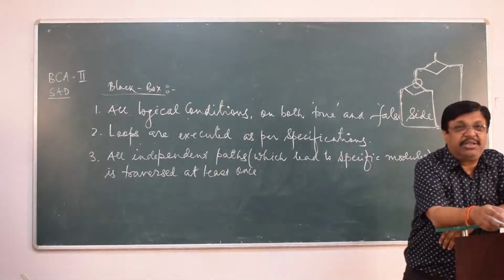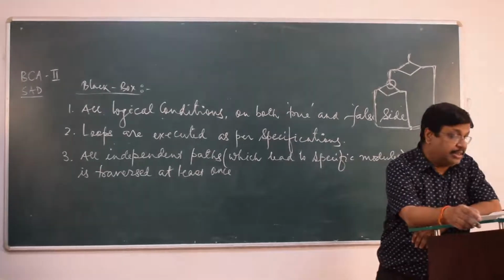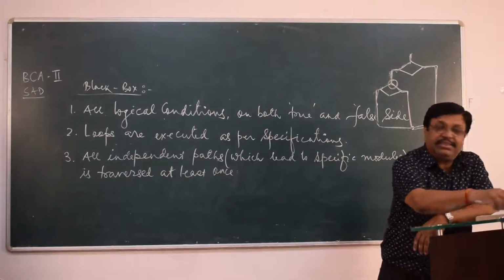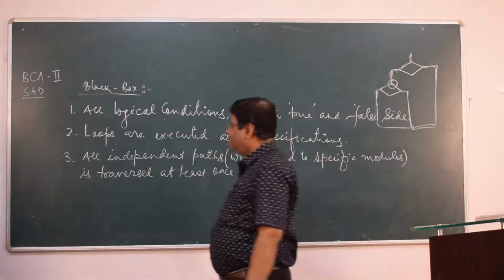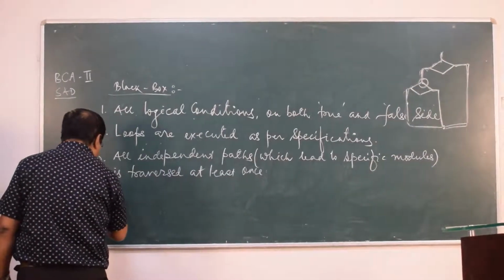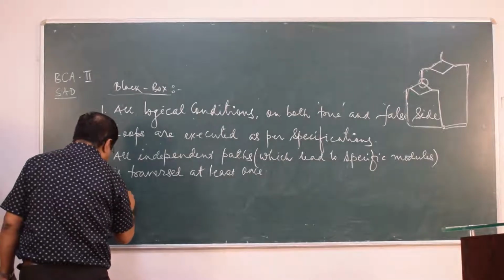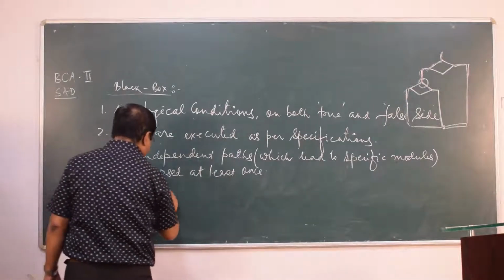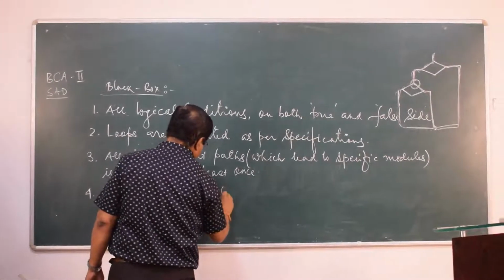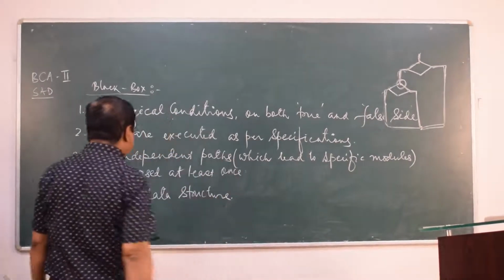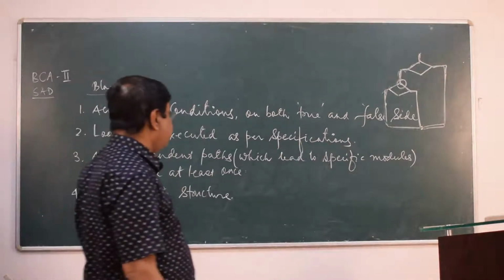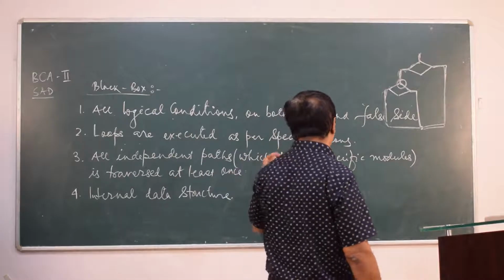We execute all the loops at their boundary and within their operational bounds, and we also check the internal data structure. So these are all about black box test and white box test.